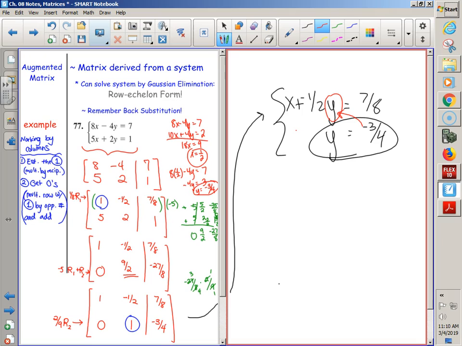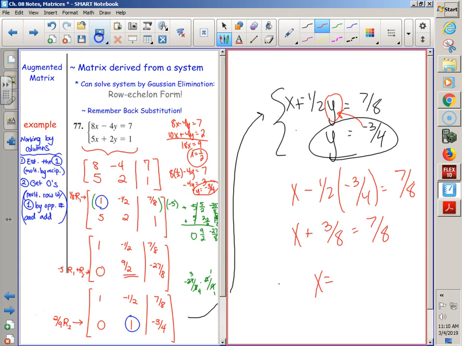But in this one, we could finish solving it. We could go ahead and say x minus 1/2 times -3/4 equals 7/8. And we could have x plus 3/8 equals 7/8. X equals 7 minus 3 is 4/8, which is 1/2, which would match up with what we already know the answer to be. Right? And that would be following row echelon form, Gaussian elimination, as far as getting to a place where we could back substitute and be done.